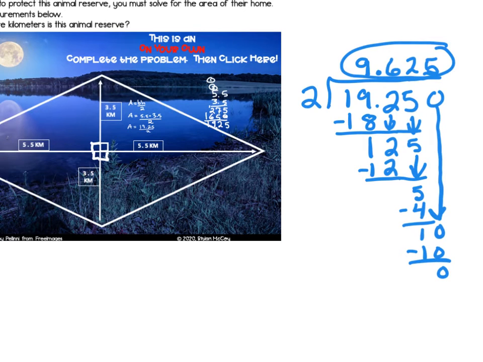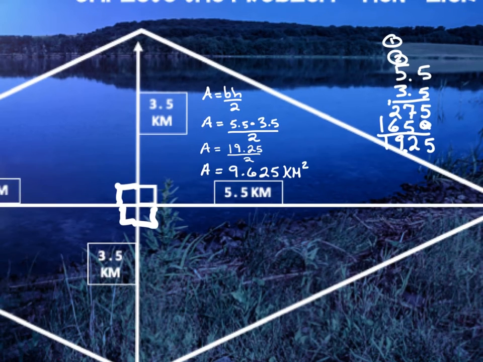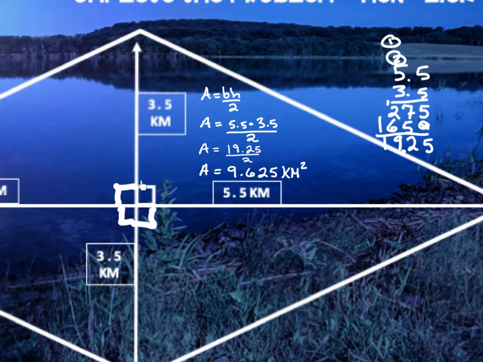So let's go ahead and write that down. I'm going to enlarge this. And then right here, the area equals 9.625 kilometers squared. Bam! Love that. Now, that is only, however, for this one triangle here, right? Exactly. So now I have to take this number and multiply it by 4.